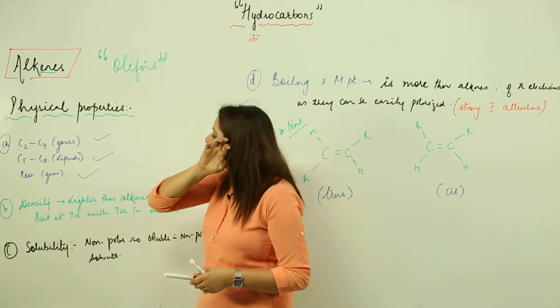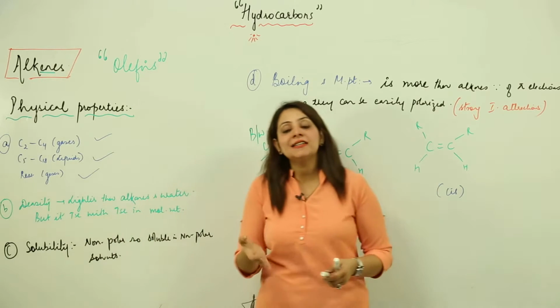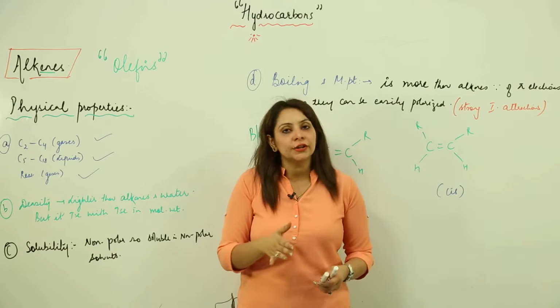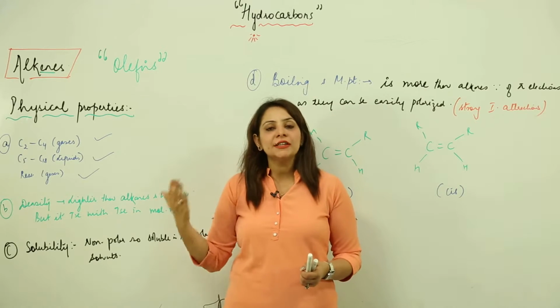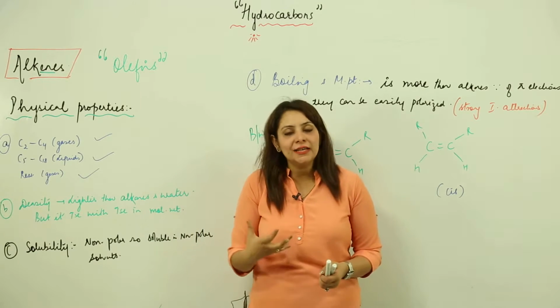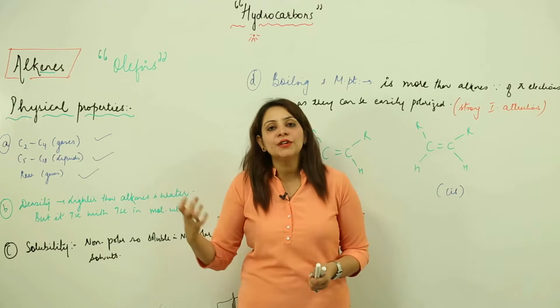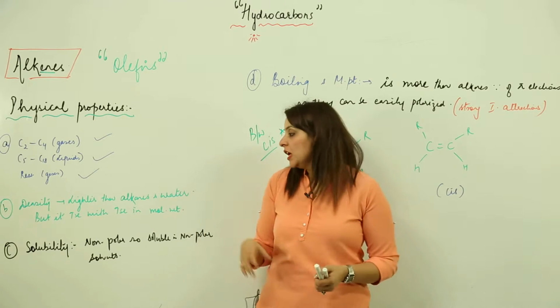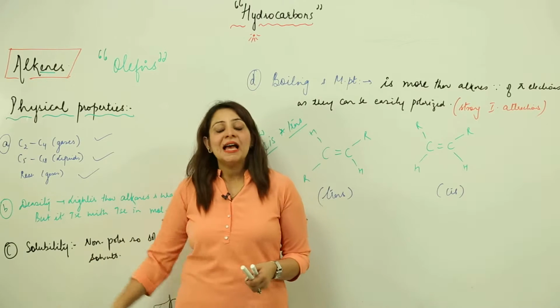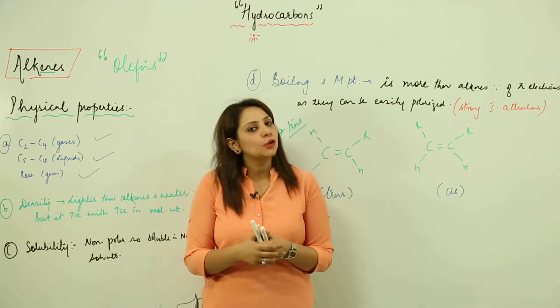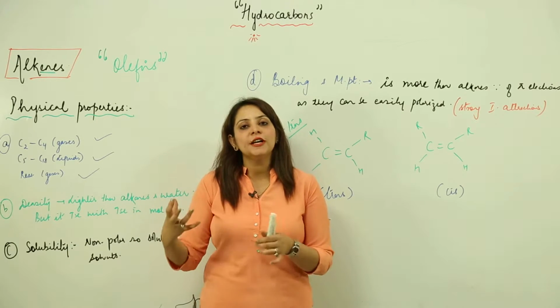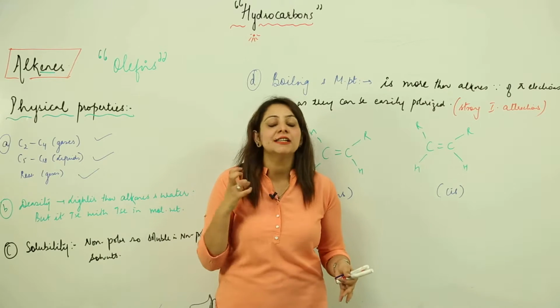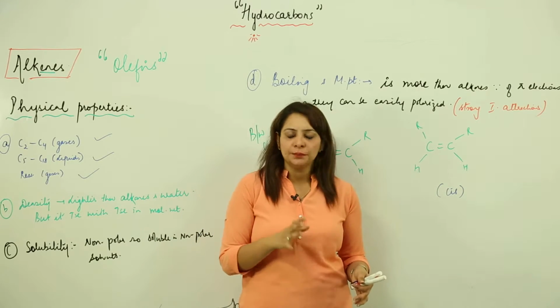Second is the density. If we talk about density, they are lighter than water. But as the members increase, obviously the attraction increases and the density also increases with the increase in molecular weight. Third we have solubility. As they are non-polar, we know that like dissolves like, so being non-polar they are soluble in non-polar solvents, that is, in organic solvents like benzene and all.